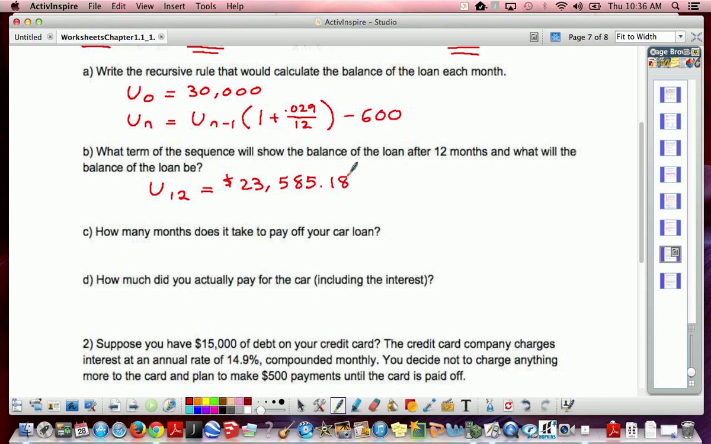Now, the next part is, how many months does it take to pay off your car loan in its entirety? Well, if there was no interest, if I were to take $30,000 and divide it by 600, I'm going to just kind of do this by hand here. Cross out my zeros, 300 divided by 6. Well, 6 goes into 30 5 times. I know that I would have to make at least 50 payments. So I'm going to start at 50 payments and continue on to see how many it's going to.